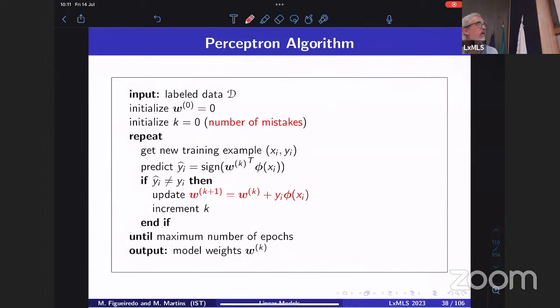So for simplicity, this is the algorithm. It's very simple. You can write it down on a slide and go through it very easily. You initialize the weights at zero, and then you get some training example, say x_i, y_i. You predict the output, call it y_i hat. If it's wrong, then you update the weights by adding to the weights the feature vector of the object for which the prediction was wrong. You add it or subtract it depending on whether the correct y was plus one or minus one, depending on whether you want to make it more positive or more negative, to be closer or further away from that example. And then you increment k and you go on until nothing changes.